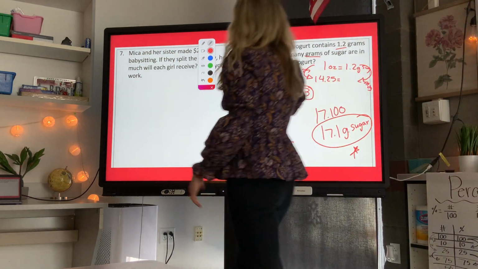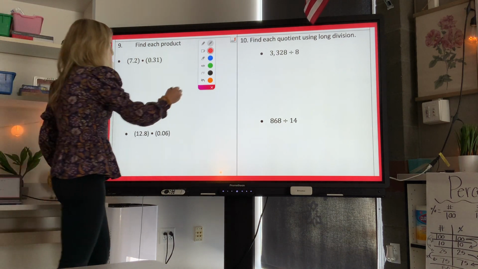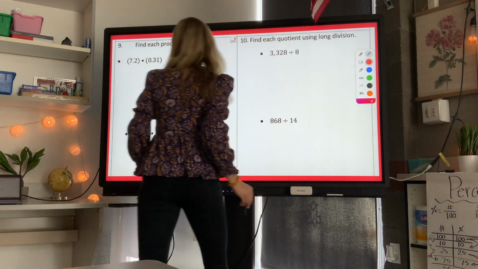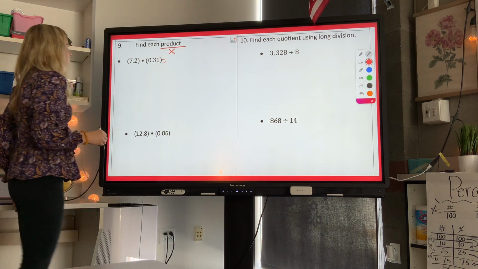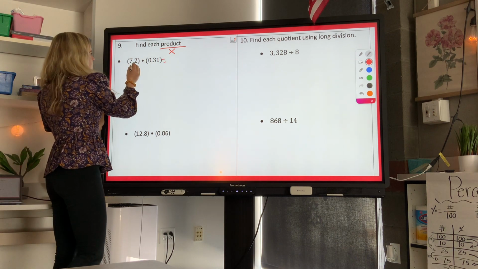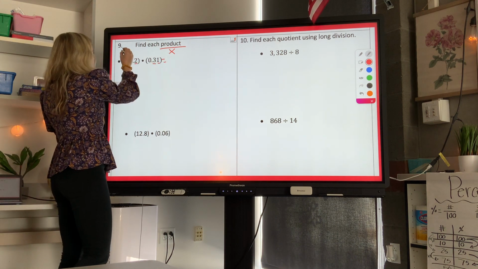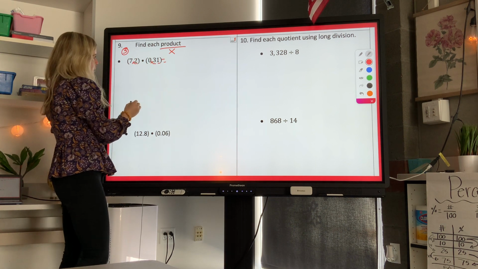Okay, last couple. We're gonna go to multiplying and then dividing. Okay, so starting, it says find each product. Remember, product is the answer to a multiplication question. So again, we count how many numbers are after our decimal points. So we have 1, 2, 3, make a note of it, and then we can delete the decimals and just multiply them like whole numbers.